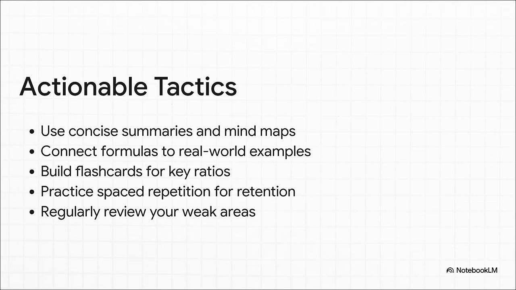To help lock in these really complex concepts, you need actionable memory tactics. Don't just passively read the text. Build mind maps to visualize how different types of leverage impact risk. Try connecting formulas to real-world companies you actually follow. Build flashcards for those key financial ratios so your recall becomes automatic. And use spaced repetition, meaning revisit older chapters while you're studying the new ones. That ensures your brain actually holds on to those enterprise risk frameworks while you're busy learning about corporate restructuring.